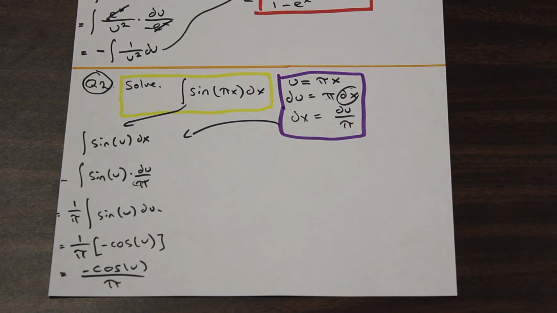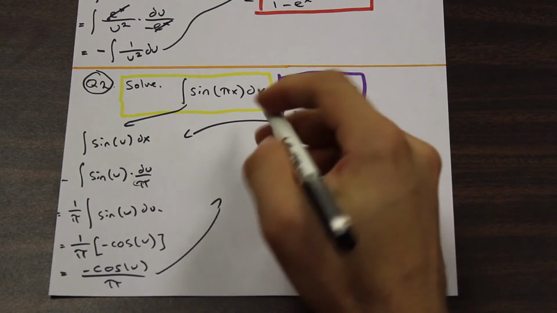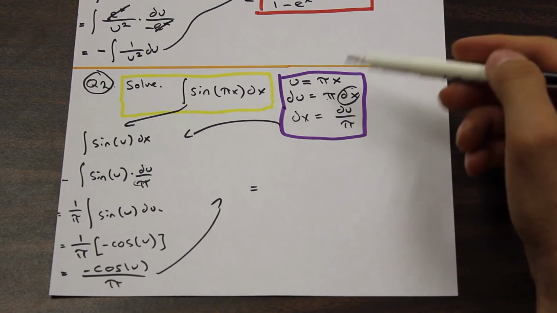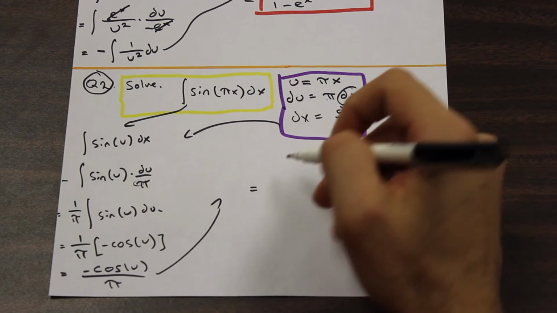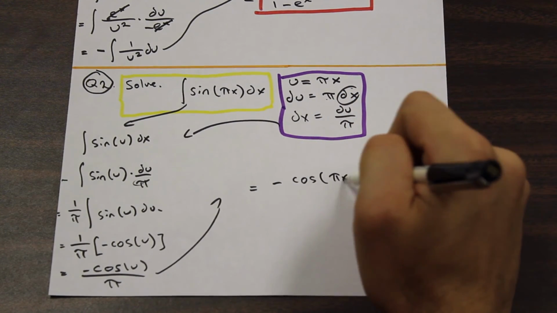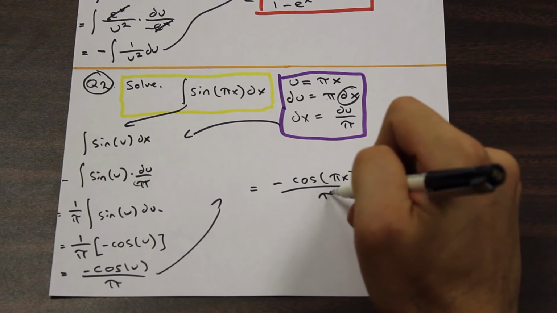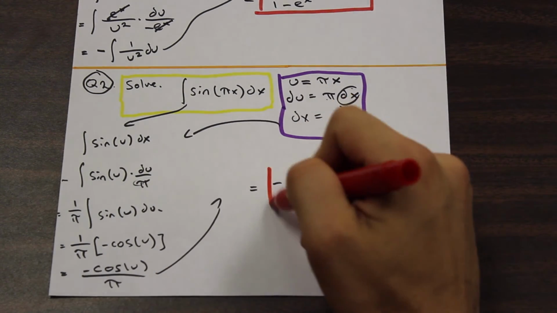And well, what's the next step? You guys can probably just call it out right now, but it's exactly the same thing that we did in the last question. We're going to substitute u back into the question, and that is going to give us our final answer. So where's our u? Well, our u, if you remember from our initial substitution, was pi x. So let's go ahead and put that back in. So we have negative cosine pi x over pi. Perfect. And that is our answer, guys.